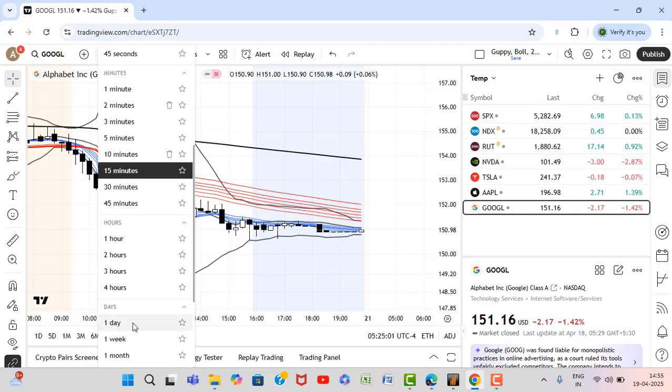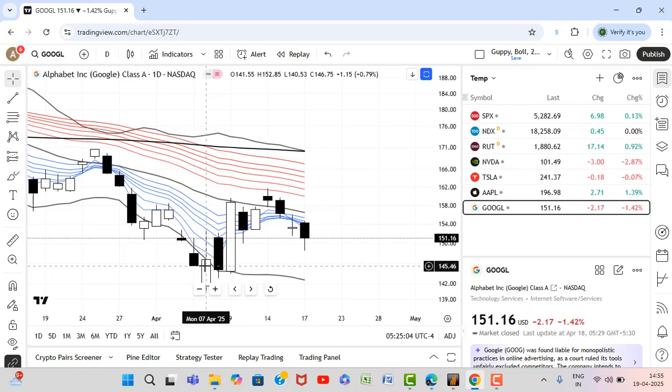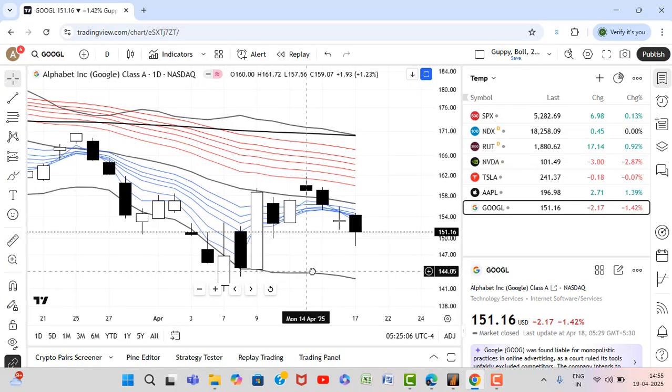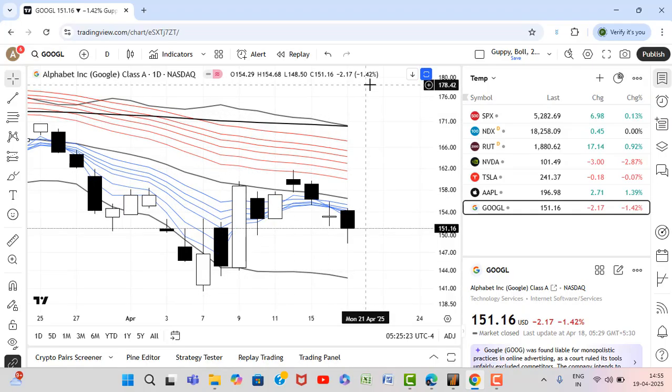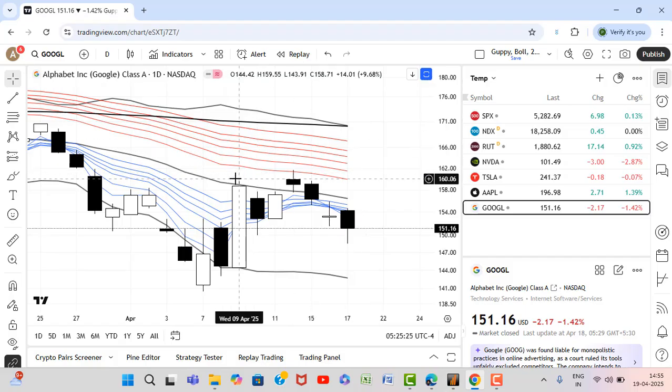What a daily chart means is that each of these candlesticks represents one day's trading action. This one was a very big day, when Trump announced the exemption on Wednesday 9 April 2025. It shows here in this corner, 9.68. It says the open, here you see the open is 144.42.